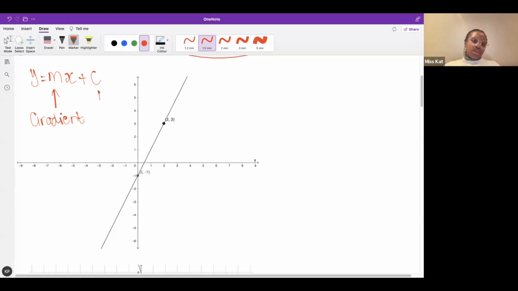Who remembers what C represents? It's your y-intercept.